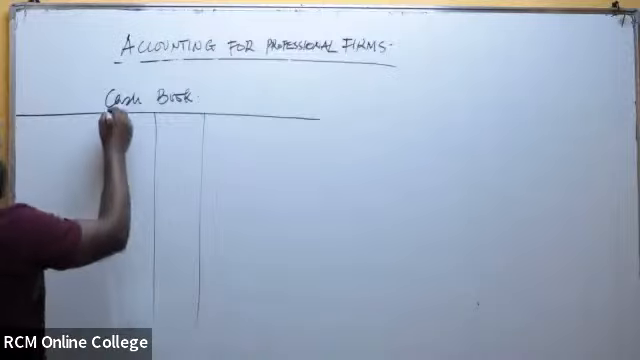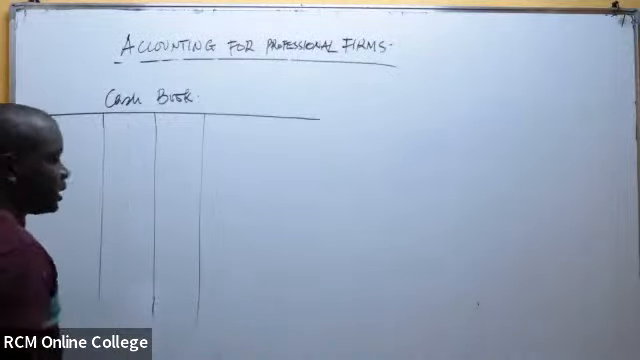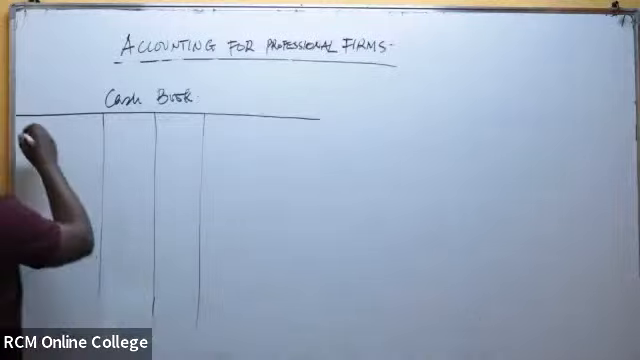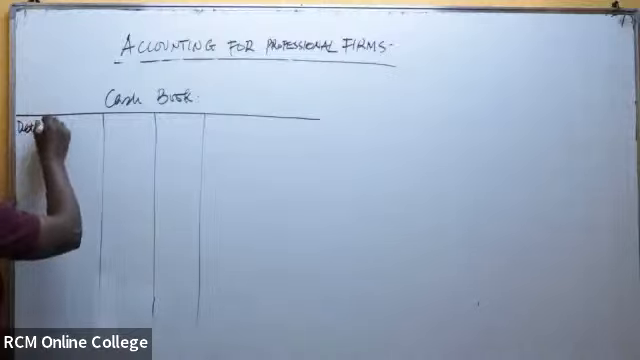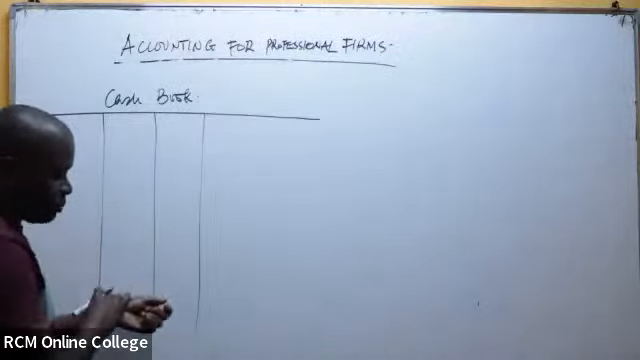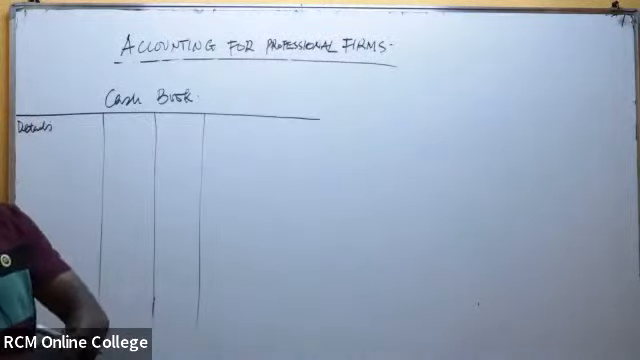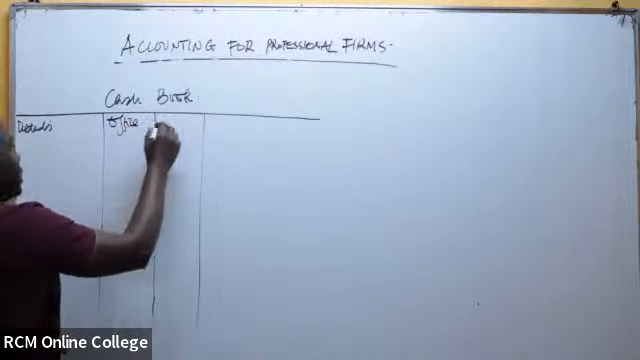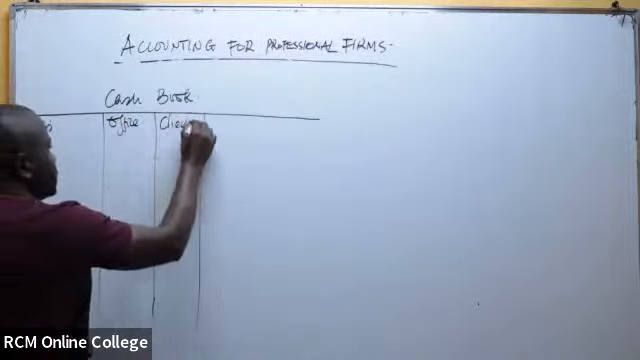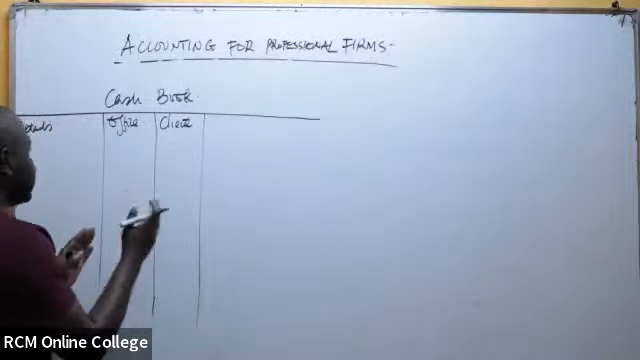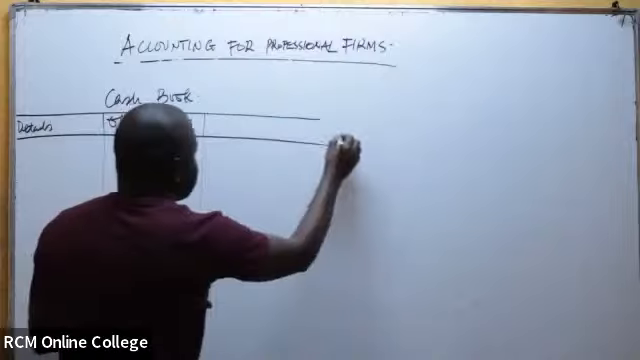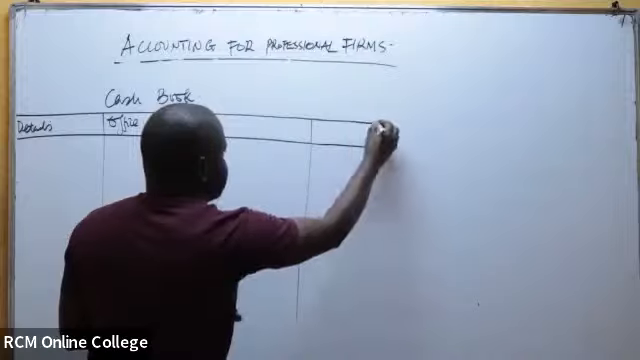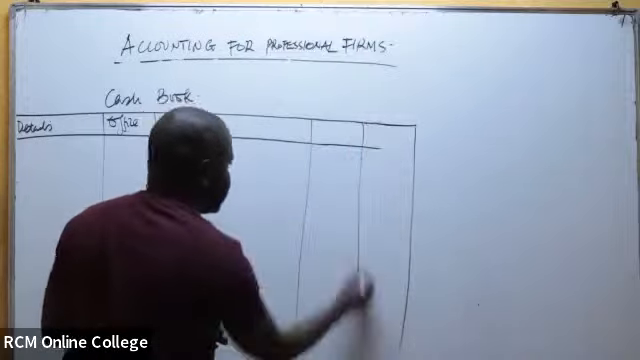We can have the cash book like that. We'll have the details. Then there'll be 2 columns. There'll be one column for the office, because they maintain 2 bank accounts, and another column for the client, since the accounts are actually separate. You'll do the same for the other side.